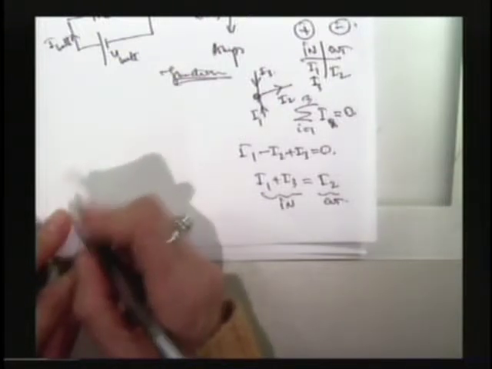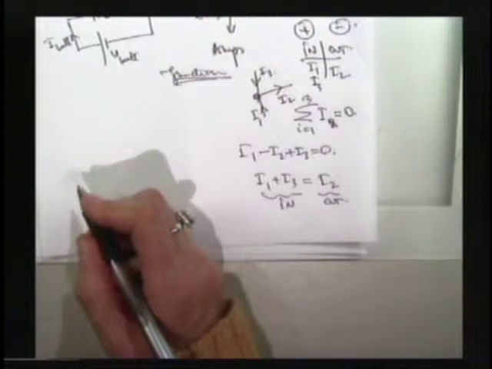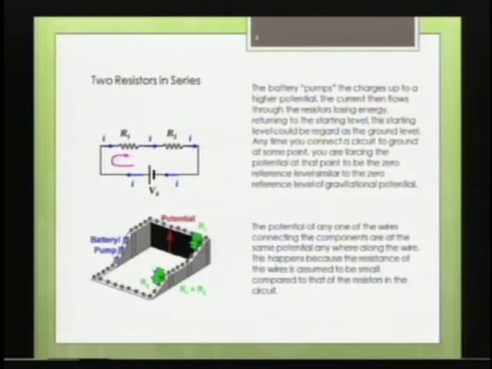What does it say? Here you have two resistors in series, and it explains what happens. It explains how the battery pumps the charges up to a higher potential, and the current then flows through the resistors, and you have a drop of voltage in the resistors. It's losing energy because the resistors dissipate energy, right?